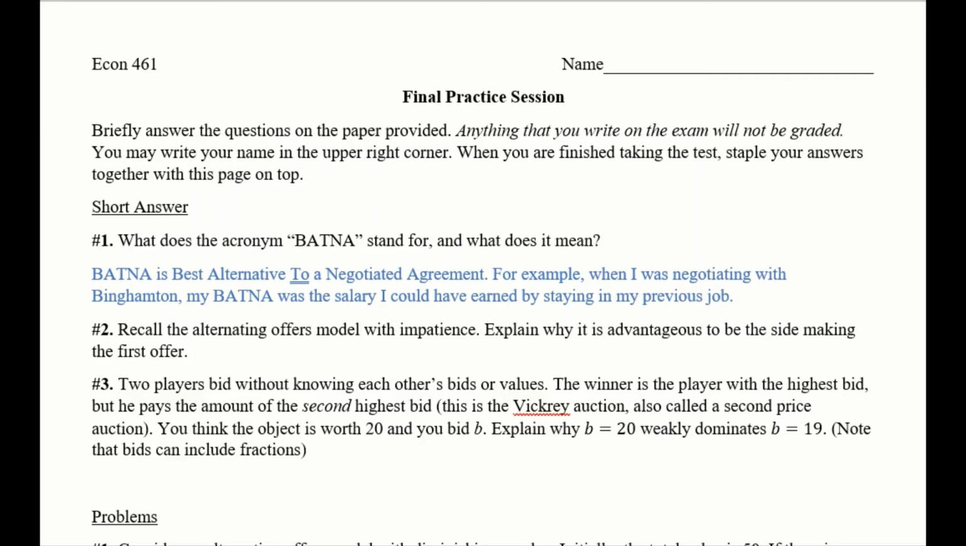So that's number one. It's a very important idea in bargaining to know the other side's BATNA. One difficulty is that when negotiations happen in real life, we often don't know the other side's BATNA. That's a complication.